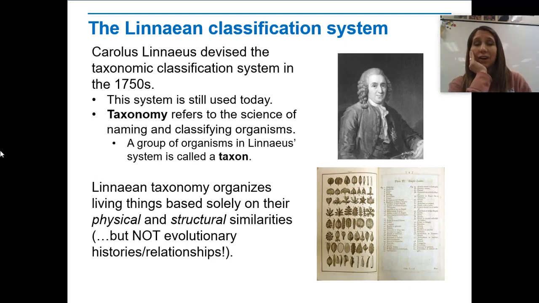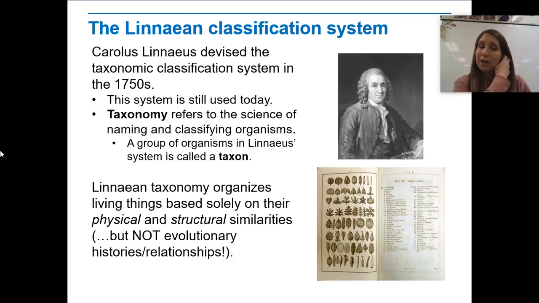We call this taxonomy. This is the science of naming and classifying organisms. And any individual group, any level in Linnaeus' system, is what we call a taxon. So we can talk about a kingdom as being a taxon, or a phylum as being a representative of a taxon, and so on. Now, he created this almost 300 years ago, 270-ish years ago. And the fact that it's still being used points to how important it's been, right? Its usefulness across the board.